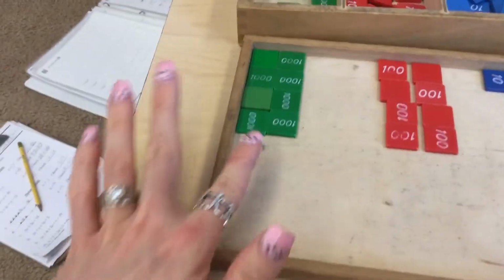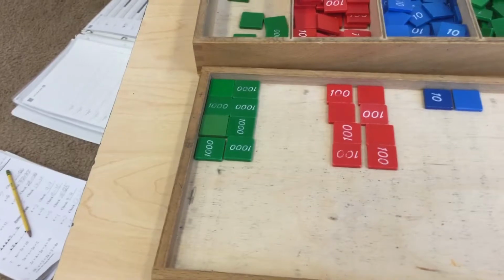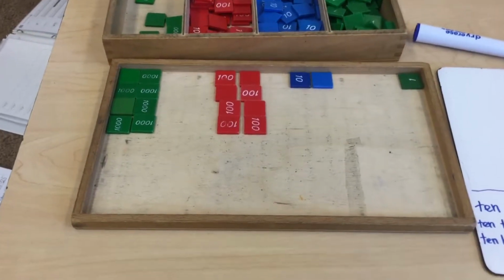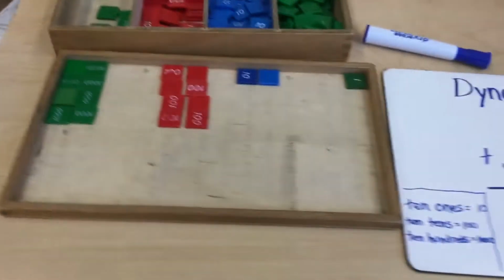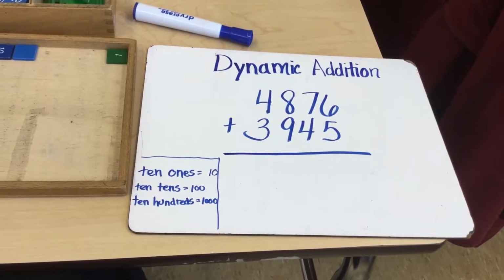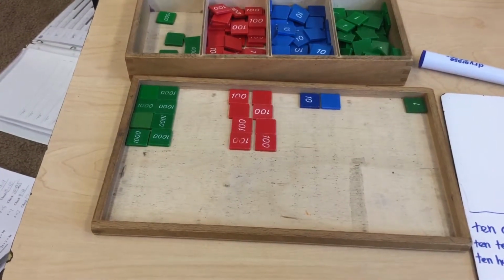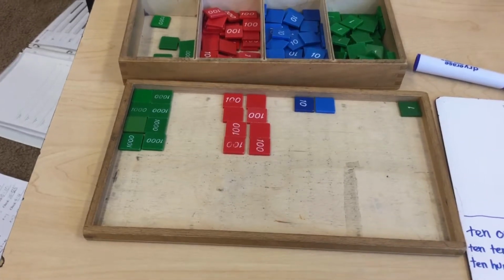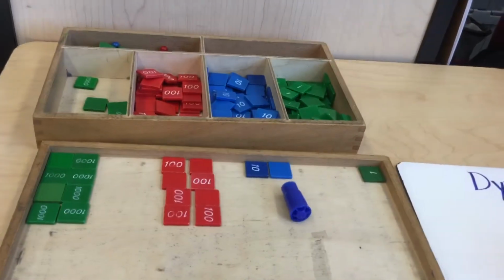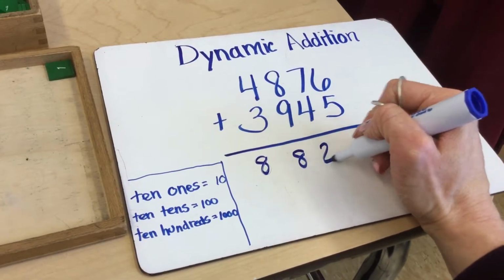So then I'm looking for my thousands. 2, 4, 6, 8. I did not go over 10, so I don't have to carry. So I'm going to pull back. Looking at my equation form, I have 4,876 plus 3,945. My answer is 8,821. So I will write that down. 8,821.